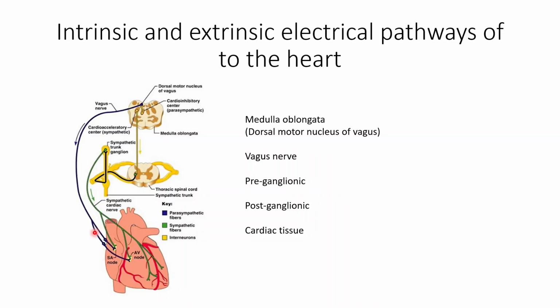Where in the cardiac tissue? With the SA and AV node. So that is the extrinsic nervous connection, the extrinsic electrical pathway that helps govern the heart. So it has a dual electrical supply. It has its own, where it beats on its own, and it also has some extrinsic regulator that is able to change how fast or how slow it's beating from outside, which is from the central nervous system.